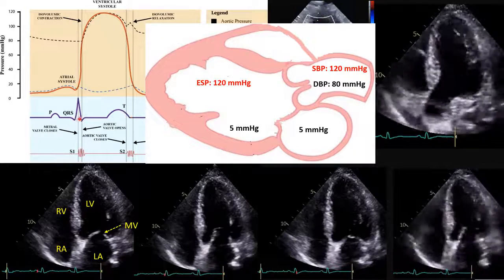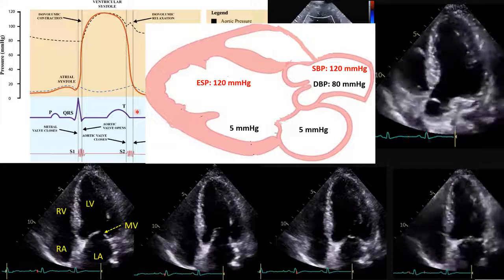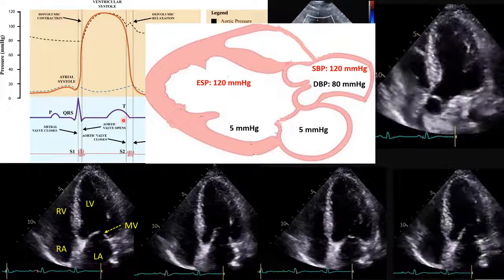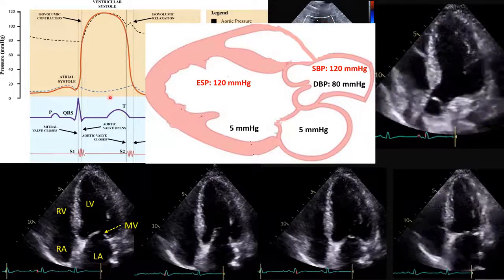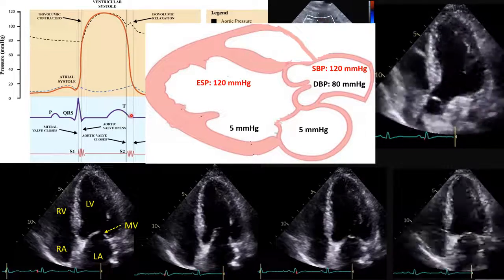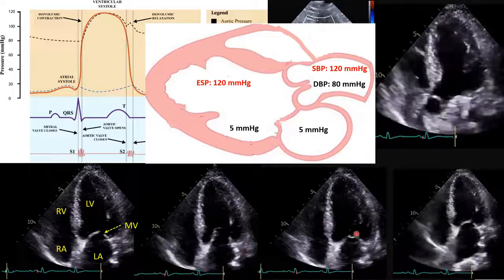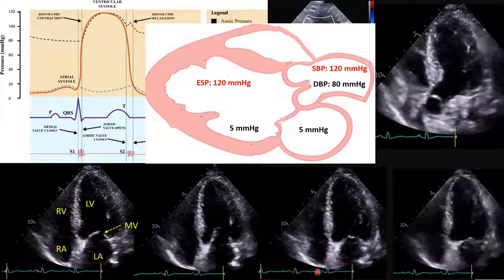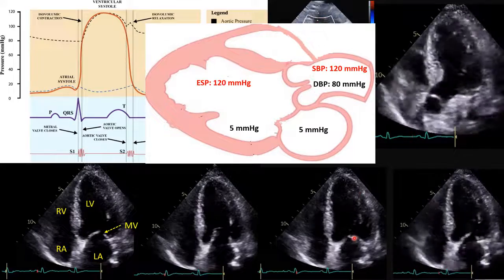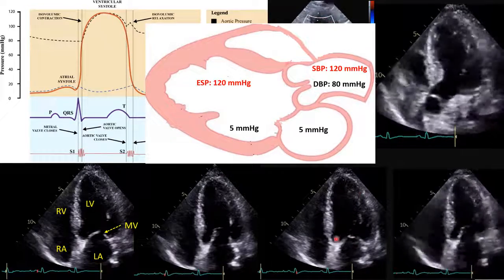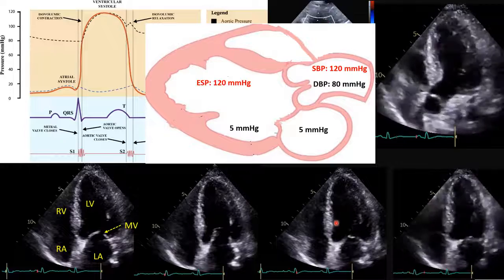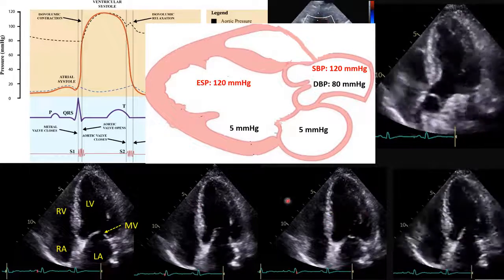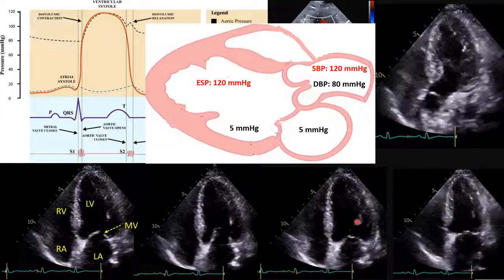That is one of the parameters we use, especially in diastolic dysfunction, which I talk about in another lecture and am not going to talk about in this one. Here you can see at the S wave, the mitral valve is closed and the left ventricle shape changes a little. If you look at the septum here, here, and here, there is a little shape change, but the volume doesn't change.